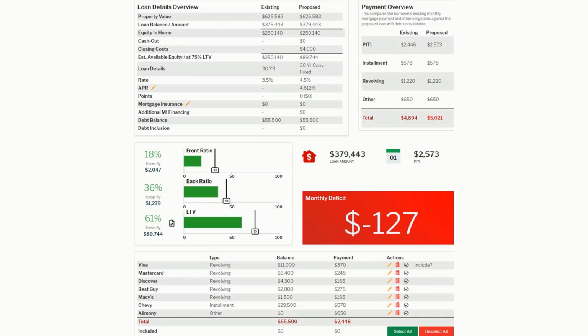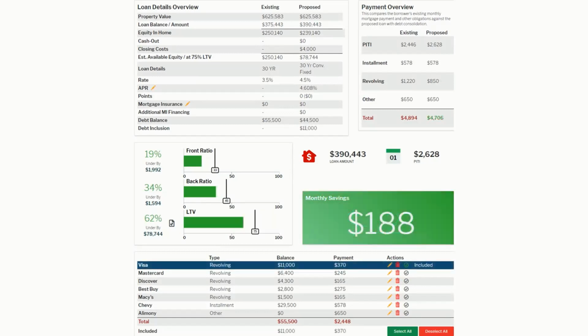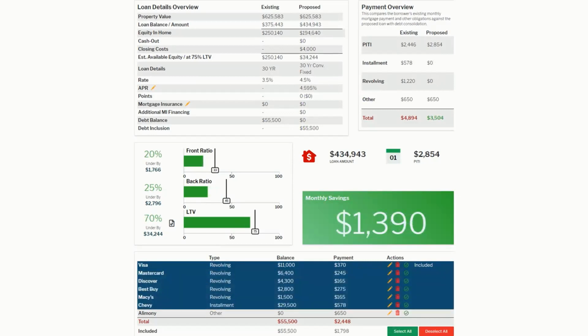So what if we deployed that money wisely? Instead of it sitting in their home, what if we took it and paid off some of their debts? Let's use some of that white space between the green bar at a 61% LTV and bring it closer to 75 and click on that Visa payment. If we just paid that off, you can see the loan amount increased to $390,000 because we incorporated the Visa, but their monthly payment is now actually saving money at $188 a month. That felt pretty good. What if we did the other ones? Now you could save this customer almost $1,400 a month.